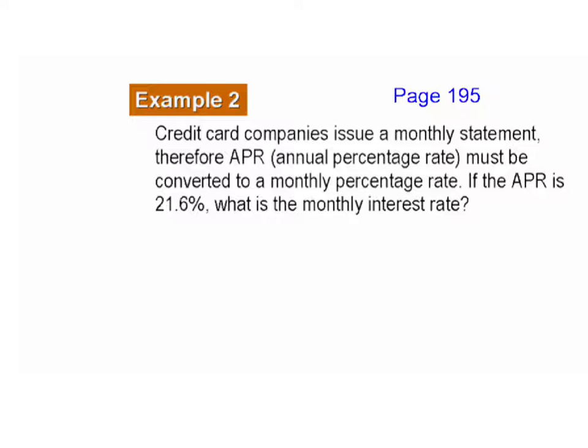Well, you're probably thinking this must be some kind of tricky computations to figure this out, but all you have to do is divide by 12. There are 12 months in a year, and to figure out from an APR, or annual percentage rate, what the monthly percentage rate is, you just divide it by 12. And when you do that, 21.6 divided by 12 is 1.8%. Please get that down, and we'll proceed to the next slide.